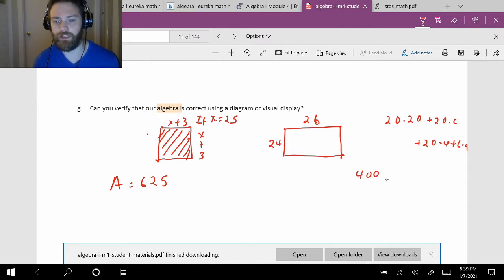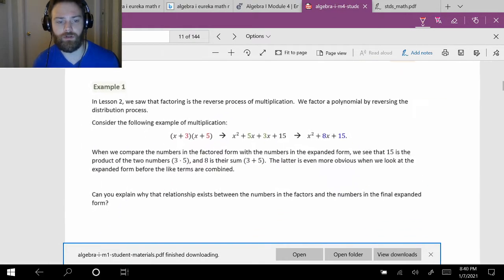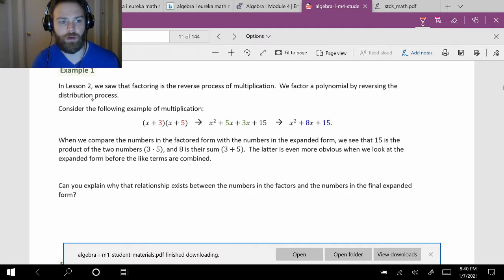20 times 6, that's 120. 20 times 4, that's 80. And then 6 times 4, that's 24. So if I add these up, 120 plus 80 is 200, so 624. So take a look. It's exactly one less. So you do lose some area if you actually show what these regions are. So if you take some what if questions, or what if scenarios.